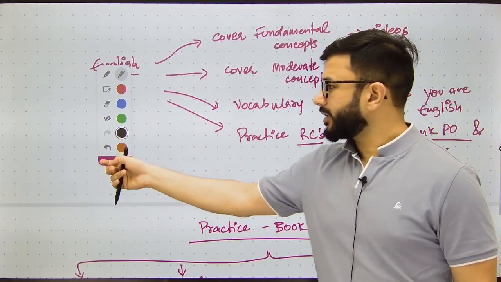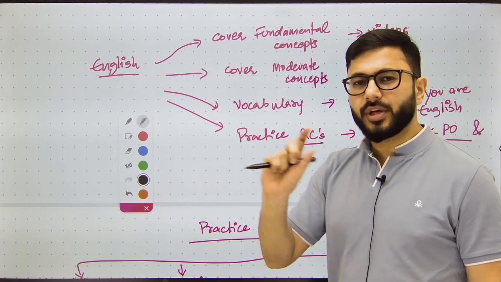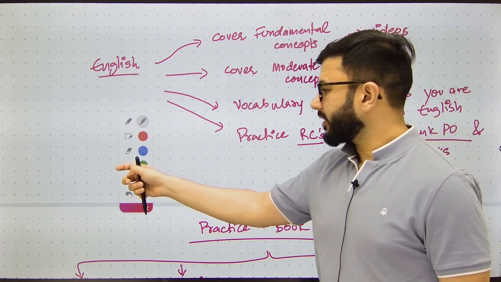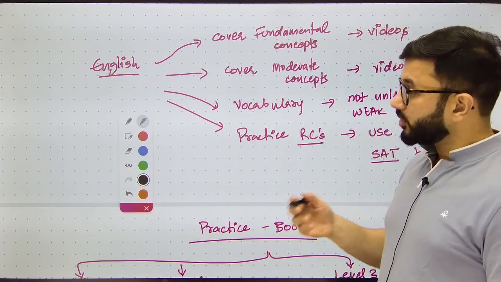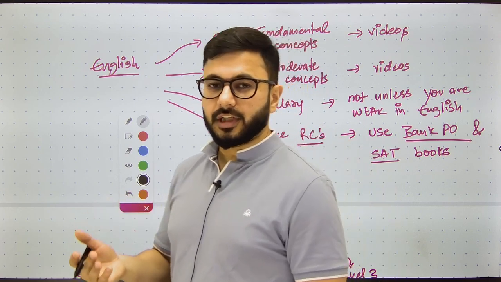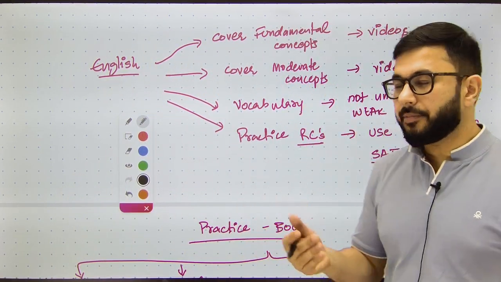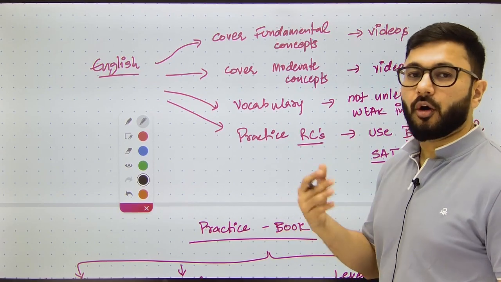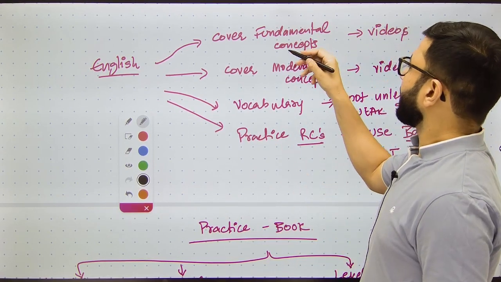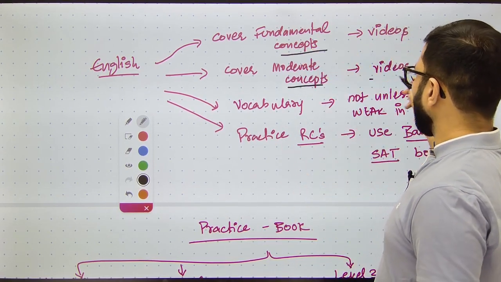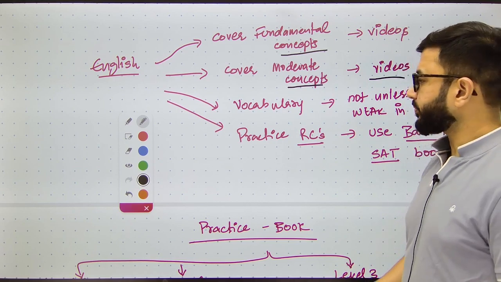In English, the tweak is very small. Let's try and understand it, not very heavy. Majority of you are already above average in English, but some of you are weak also. So, let me try and help you out in that. How do you identify your objectives? Number 1, you cover your fundamentals and moderate concepts through videos.